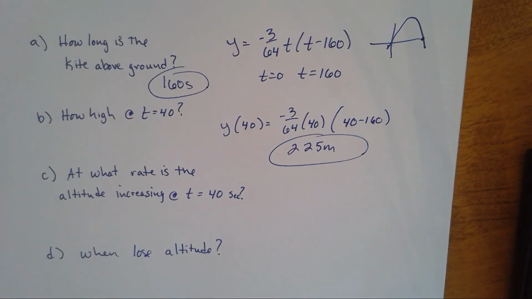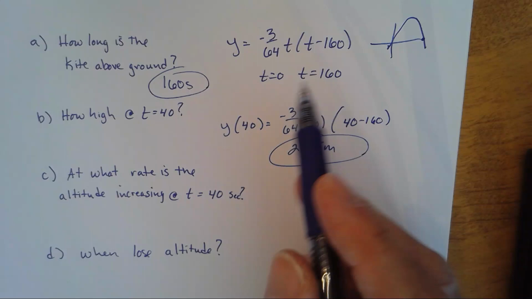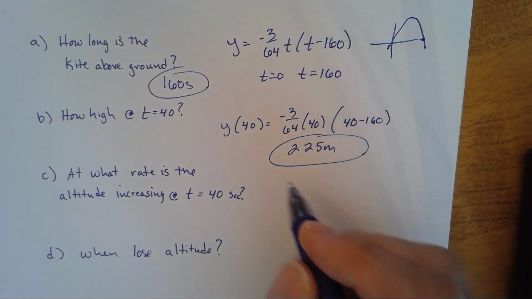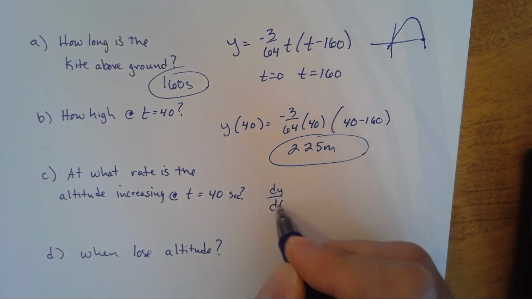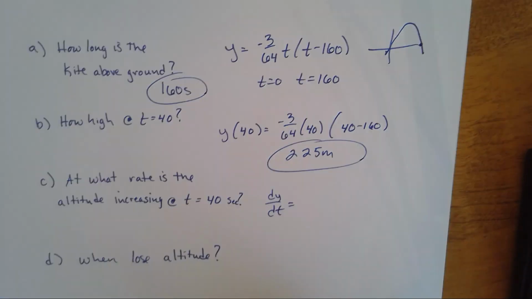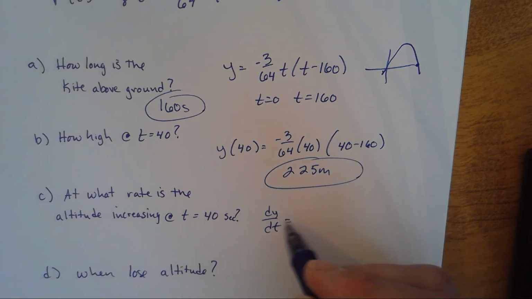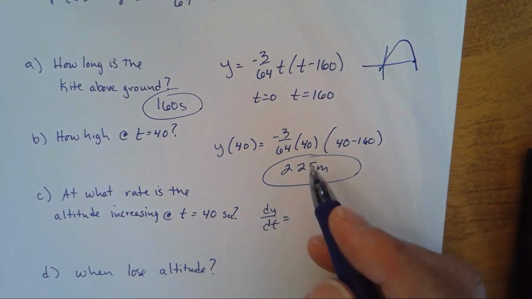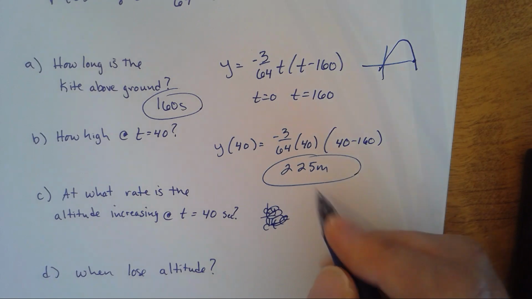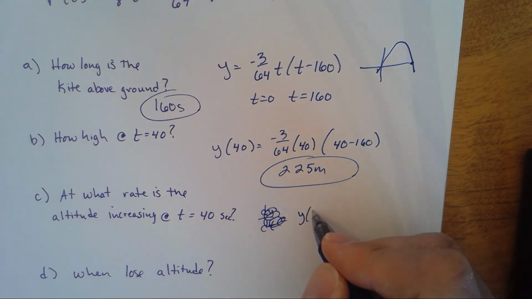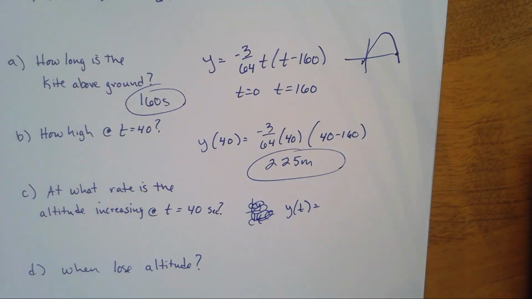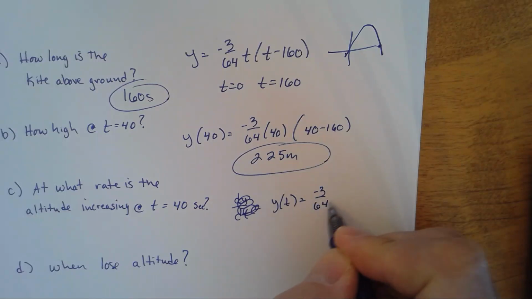Part C, at what rate is the altitude increasing? We're still only concerned about the altitude, which is vertical. So we need to find out the rate of change vertically. So dy dt, and find the derivative of that. Maybe I'll distribute that rather than doing the product rule. So y of t would be negative 3 over 64 t squared.